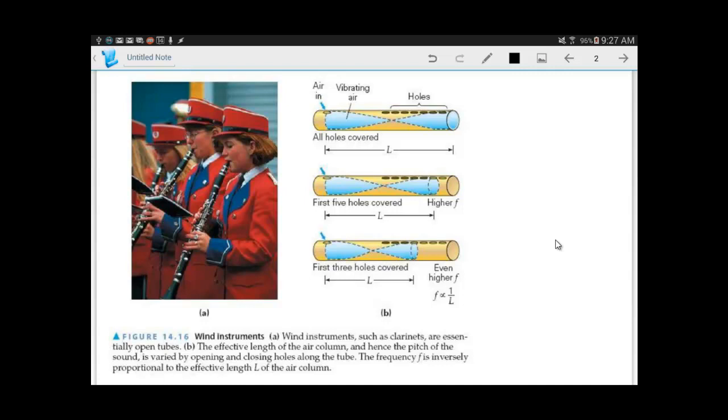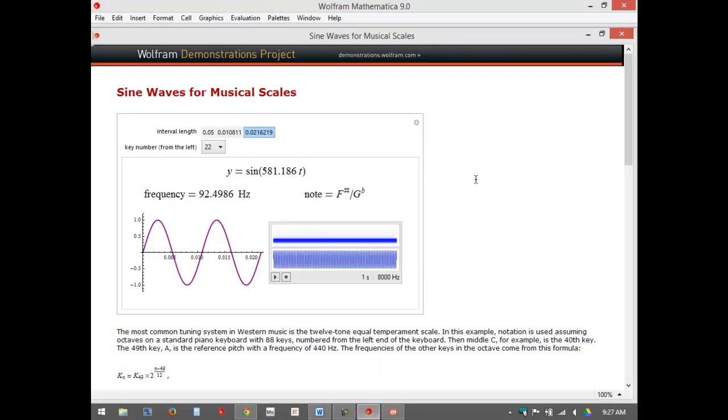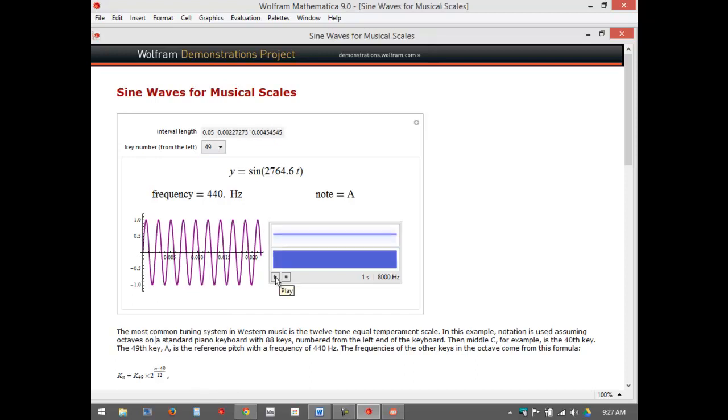Now, to demonstrate this, I found this demonstration online so we can hear some of the differences. All right, this is representing the 88 keys on a keyboard numbered from left to right. That probably makes a lot more sense to you than to me. The 49th key is an A key. If we play this, that sounds like an A.